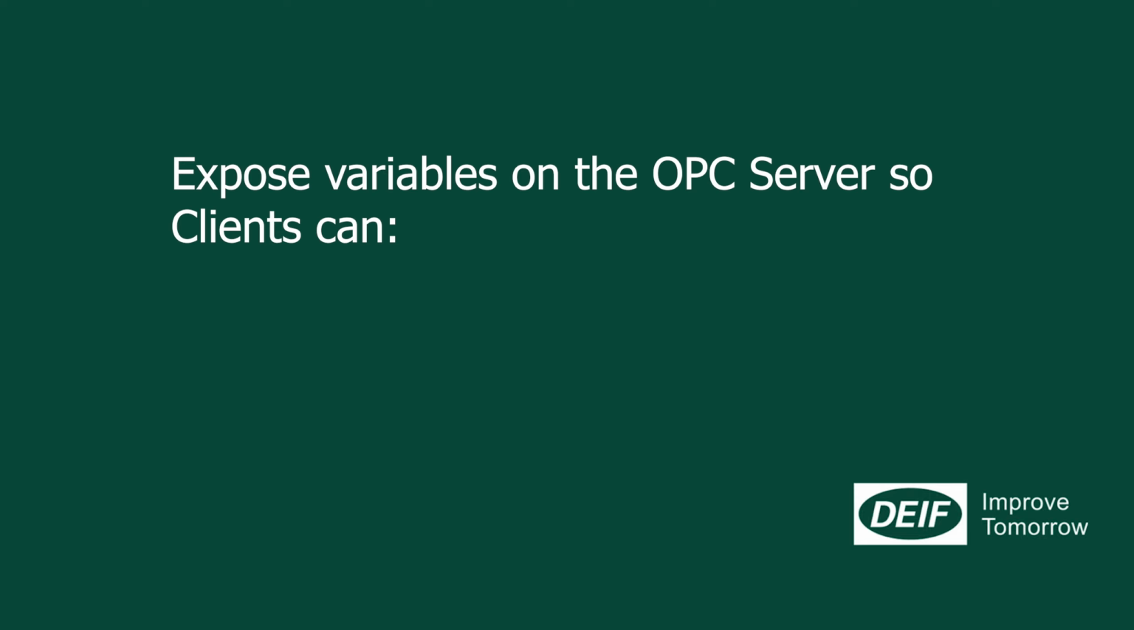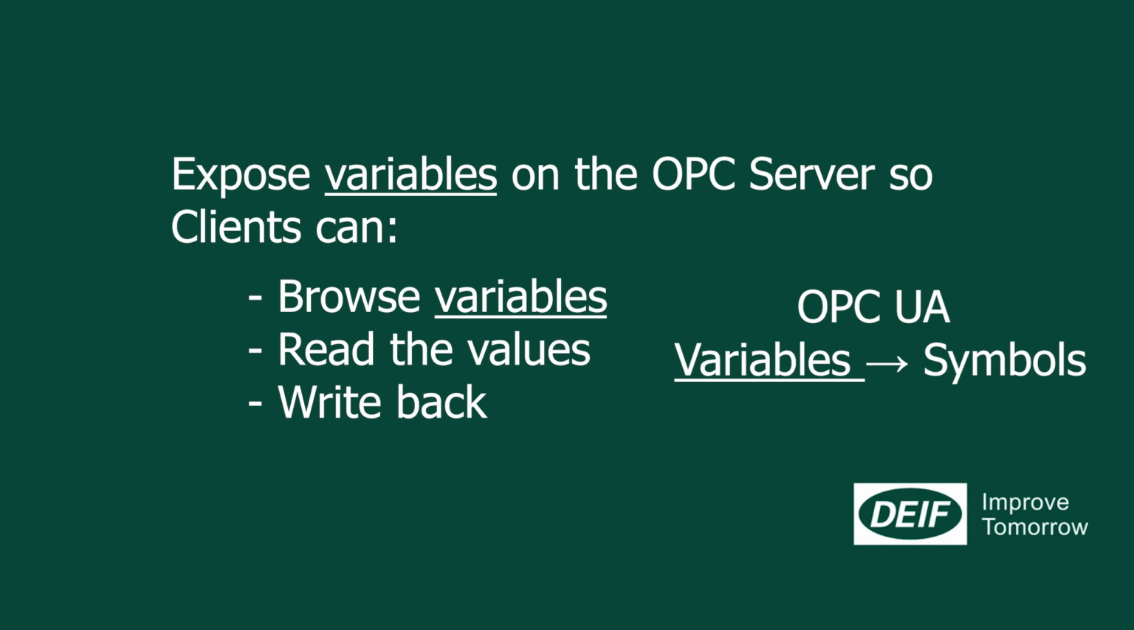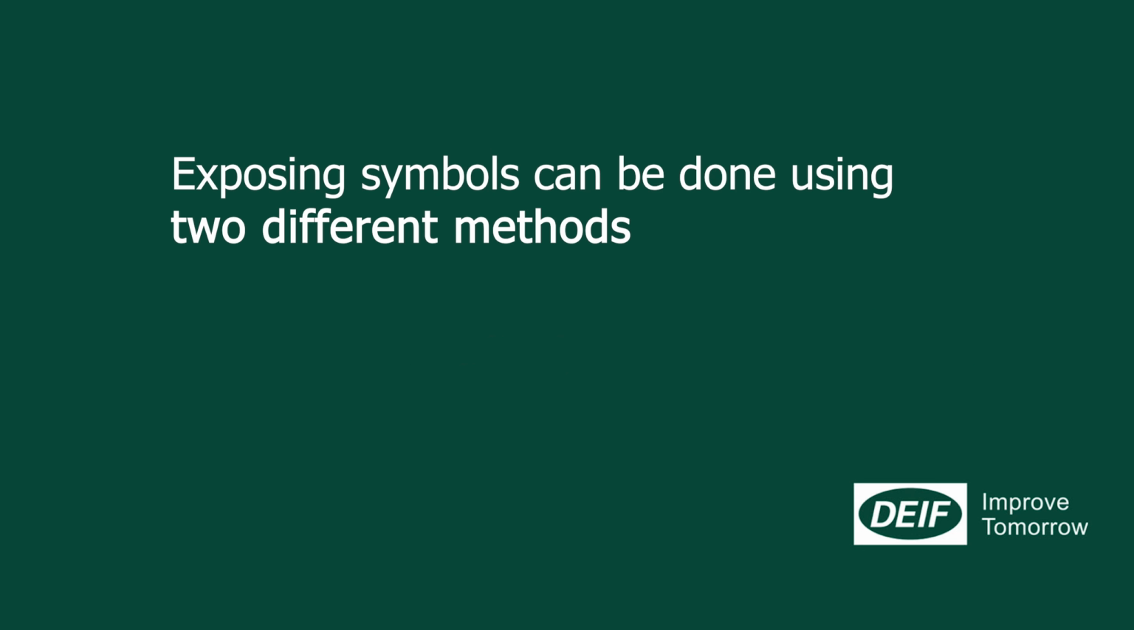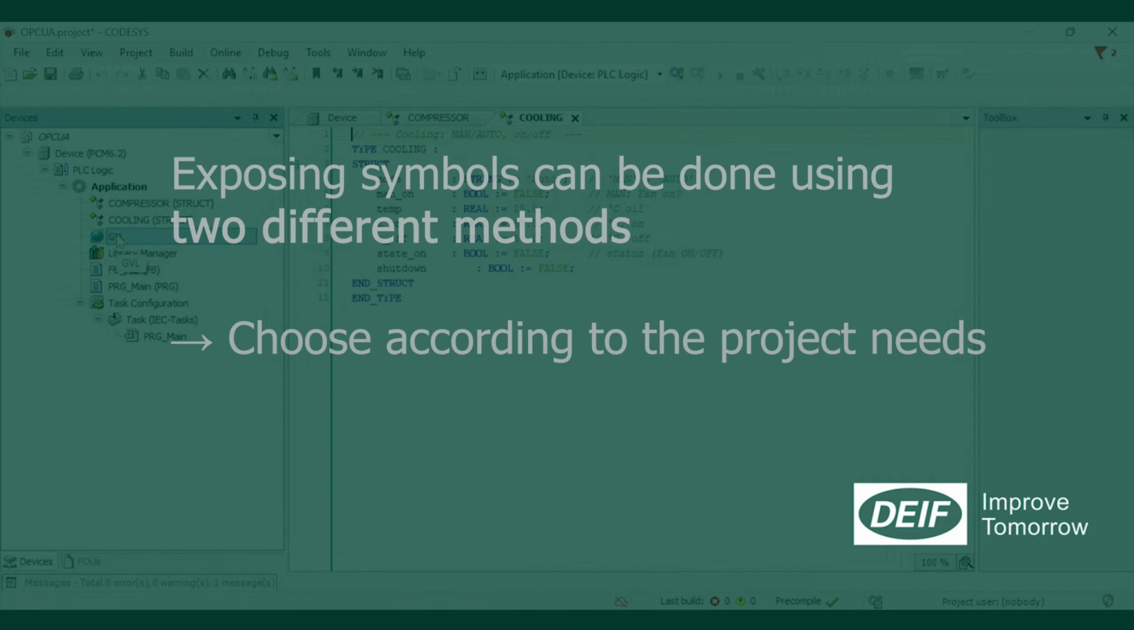Now we can expose variables so OPC UA clients can browse them, read values, and, with the right permissions, write back to them. When using OPC, these variables are often referred to as symbols. Exposing variables to the server can be achieved using two different approaches, each with its own advantages. The choice between them depends on your integration needs and preferences. We'll start with the Communication Manager approach.